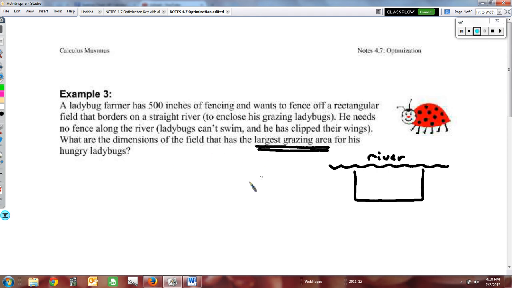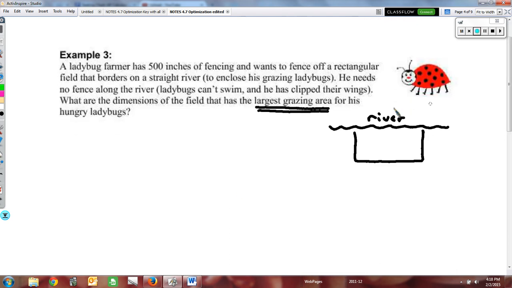And they want to know what are the dimensions of the field that have the largest grazing area for his ladybugs. So again, they're not looking for a speed or a rate. They're looking for the largest grazing area. So we identify that we want to maximize our area. Okay. We need some variables, so let's label our length and our width here. So area is length times width, so nice and easy.